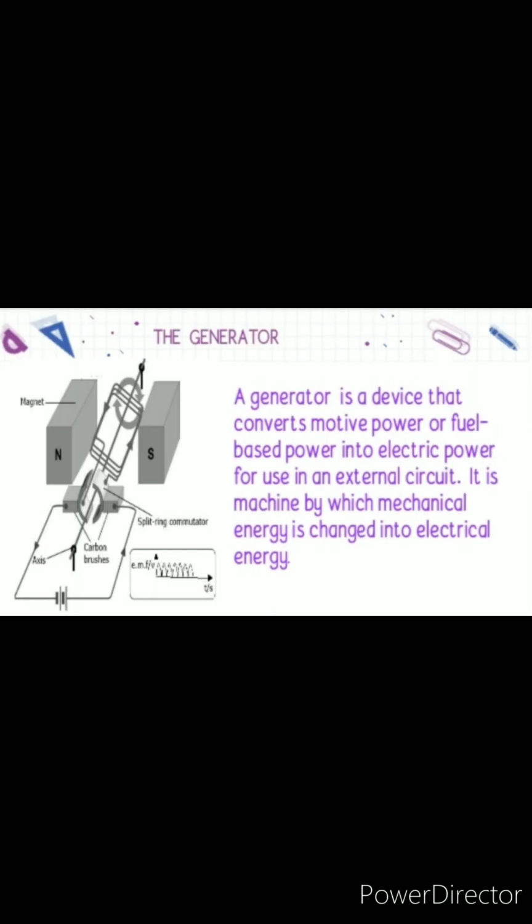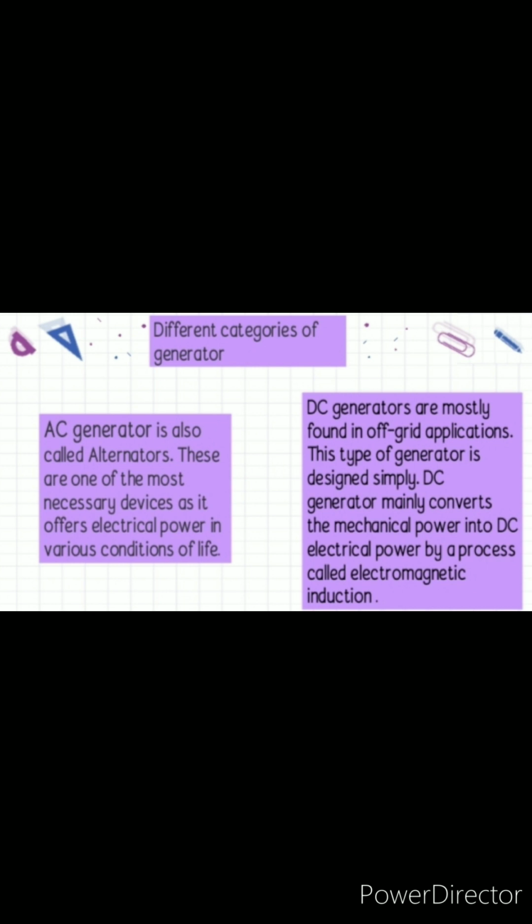So let us define what is generator. A generator is a device that converts motive power or fuel-based power into electric power for use in an external circuit. It is a machine by which mechanical energy is changed into electrical energy. And there are two different categories of generator. The first one is AC generator. It is also called alternators.